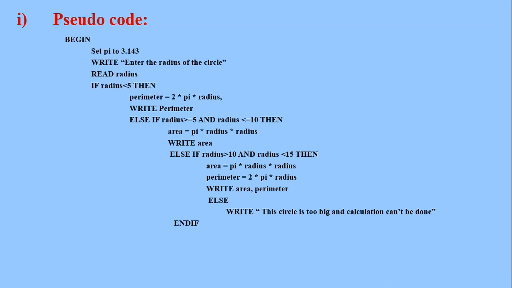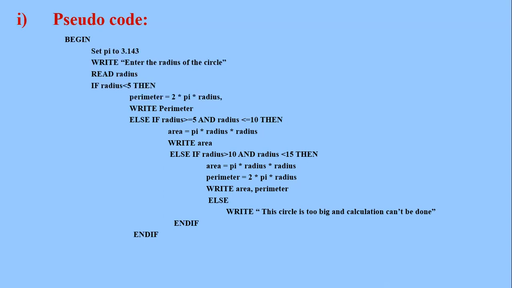So as usual, we end each part. Every if is ended with end if. So this end if ends the condition if radius is greater than 10 and radius is less than 15. Then this other one ends the section for the condition if radius is greater than or equal to 5 and radius is less than or equal to 10.